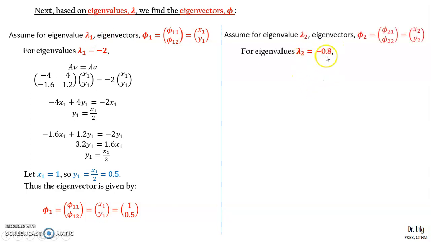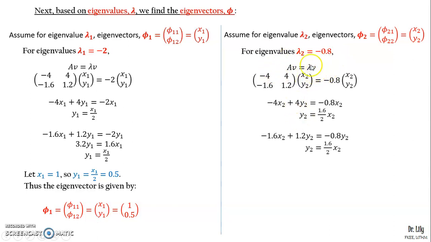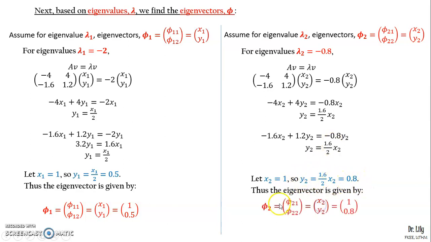So, in this case, lambda 2 is negative 0.8. Okay, so masukkan semua value of A, V, and equal to lambda V. So, you masukkan, you kembangkan persamaan, you akan dapat Y2 is equal to 1.6 over 2 X2. Okay. So, based on the equation, kita katakan X2 adalah 1. So, Y2 adalah 0.8. Okay. So, maknanya you punya eigenvector diberi oleh V2 is equal to 1, 0.8. Okay. So, now you dah ada eigenvector V1 and V2.